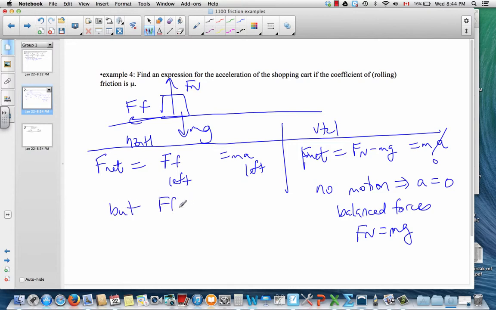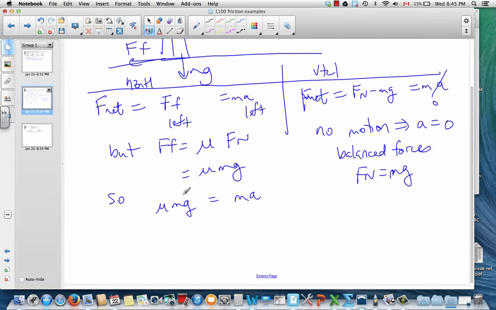But we know that friction depends on two things. It depends on the surfaces in contact and the amount of squeezing. We've just shown that the normal force is the same as the weight by the vertical force analysis. So our force equation then says this expression for friction must equal ma. We can cancel an m, and we get an expression for the acceleration.